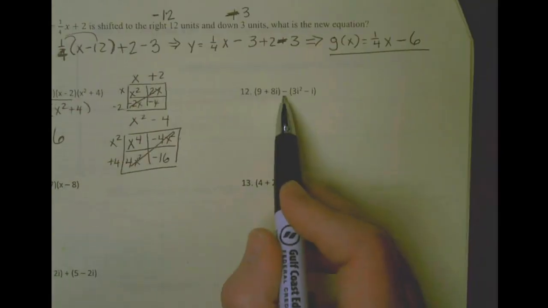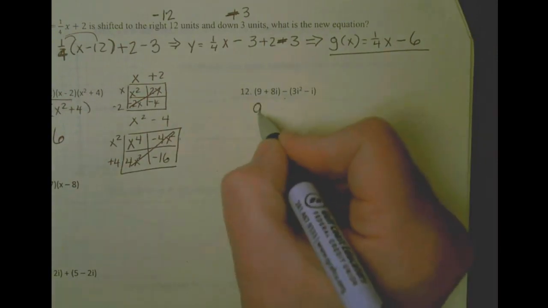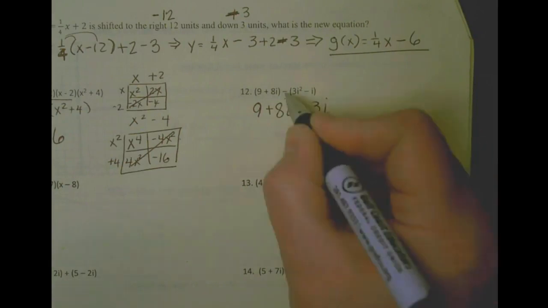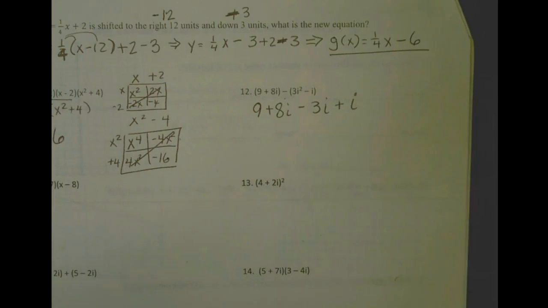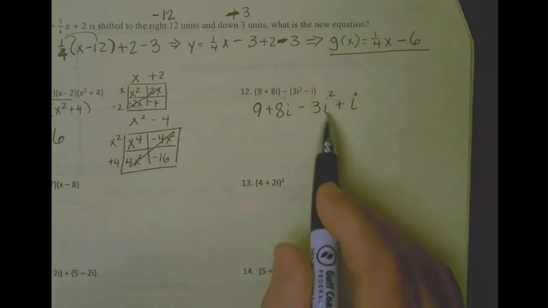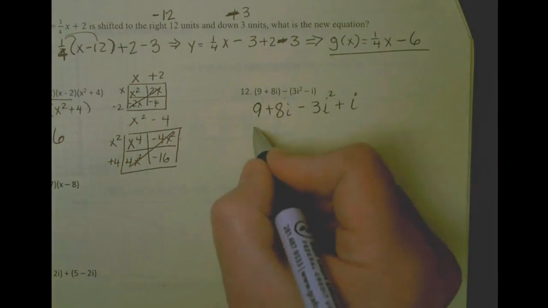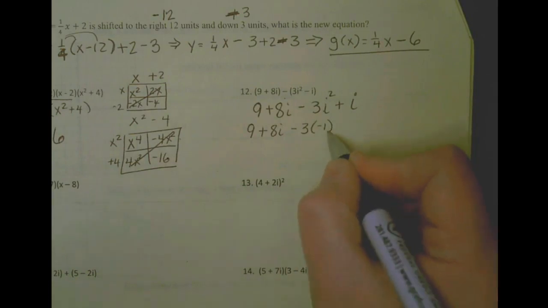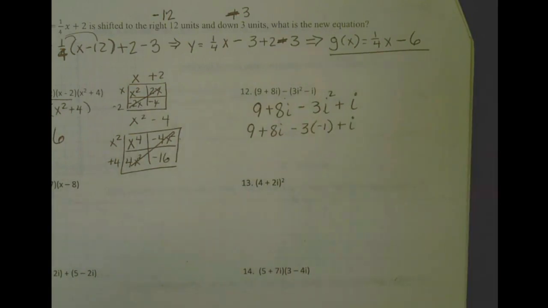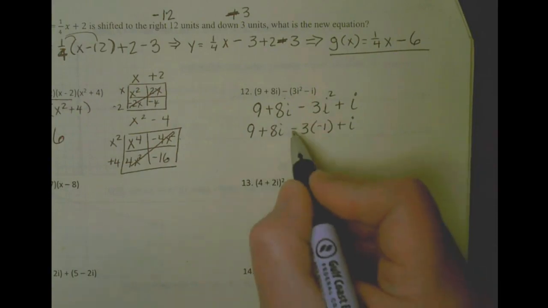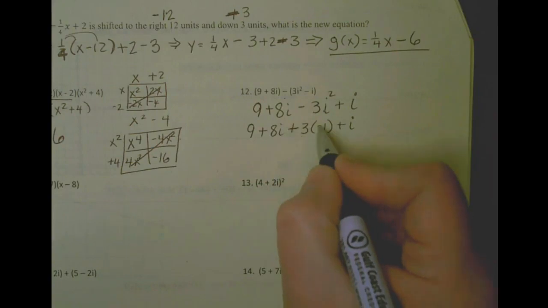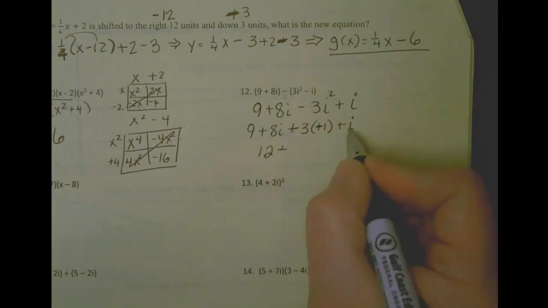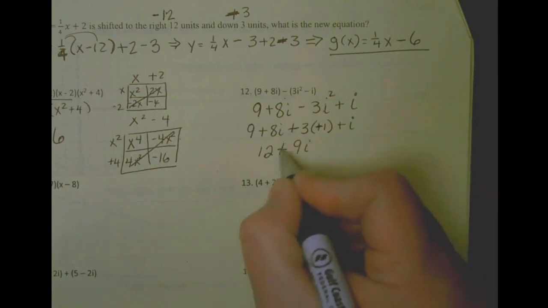This is not a box problem, this is a subtraction problem. 9 plus 8i minus 3i squared, minus a minus makes this a plus i. But you never leave an i squared in a problem. This would be 9 plus 8i minus 3 times negative 1, plus i. So then you combine like terms. Negative 3 times a positive 1 would make this a positive 3. 3 plus 9 is 12. 8i plus 1 more i would be 9i.